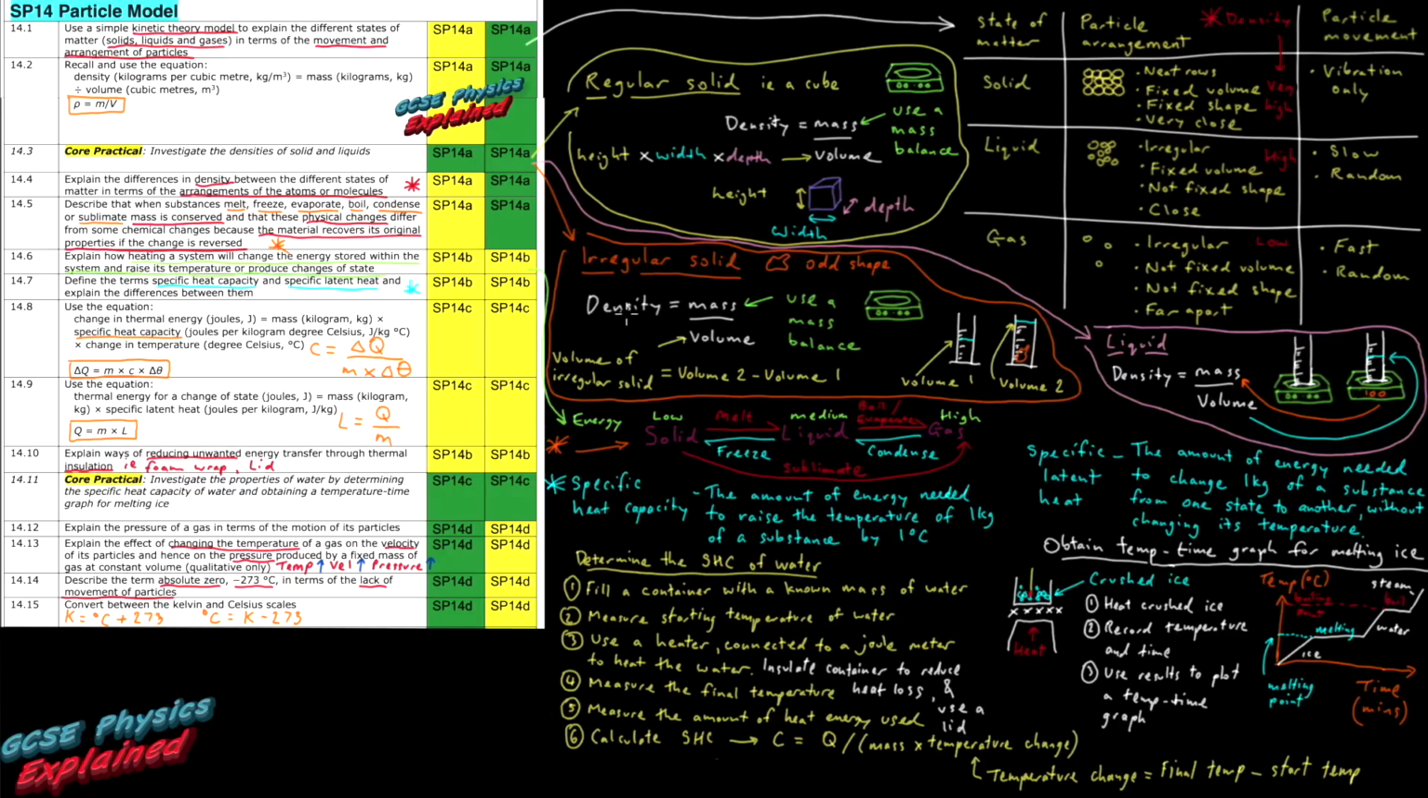In order to get the density of an irregular solid, so that means like an odd shaped solid, again, tell the examiner you're going to use density equals mass over volume. Now you can get the mass once again just by using a mass top pan balance, so it doesn't matter that it's a funny shape, you can still put it on the top and you'll get the mass.